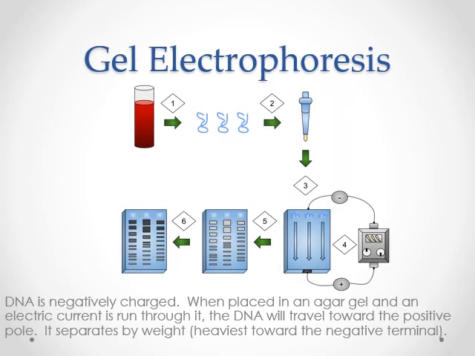Once you've cut the DNA up into little pieces, you can use gel electrophoresis in order to purify that piece. So DNA itself is negatively charged. When you place it in an agar gel, or sort of like a jello type substance, you run an electric current through it, and the DNA is going to travel toward the positive pole. Negative is attracted to positive.